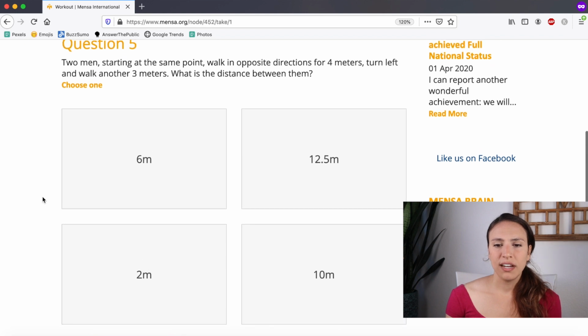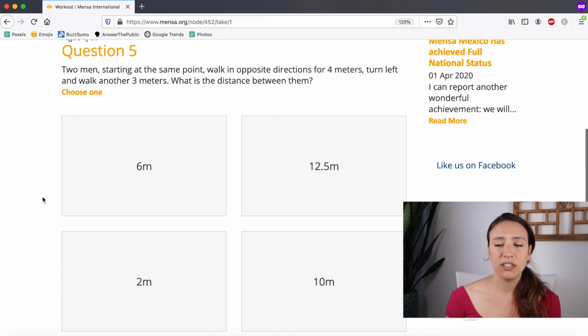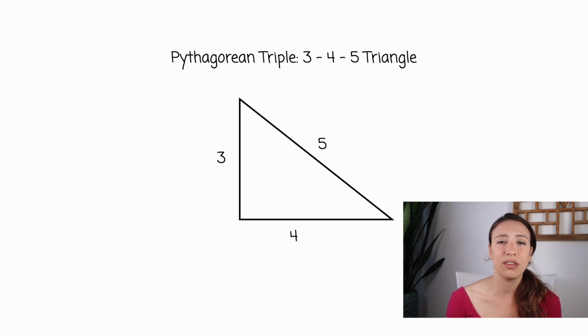2 men starting at the same point walk in opposite directions for 4 meters, turn left, walk another 3 meters. What is the distance between them? Again, if you're good with numbers, this is going to be very obvious. It's one of the most common right triangles. It's called the 3, 4, 5 right triangle. It's one of the Pythagorean triples.